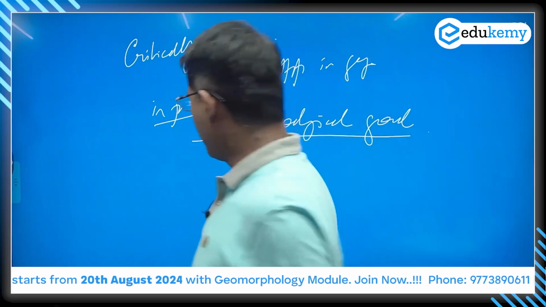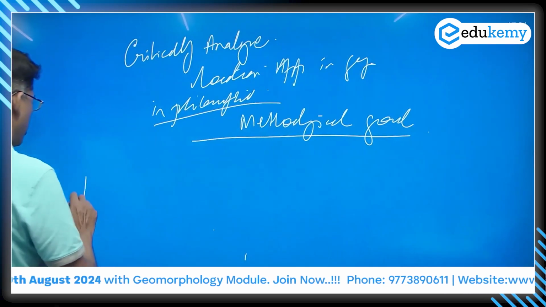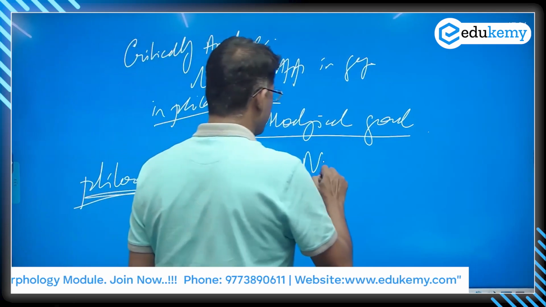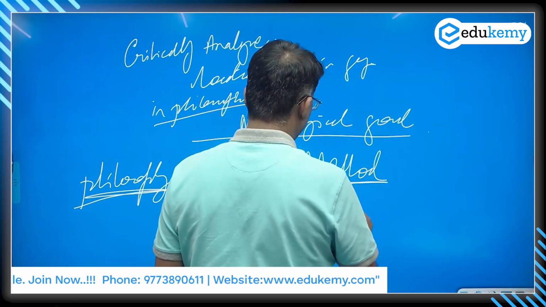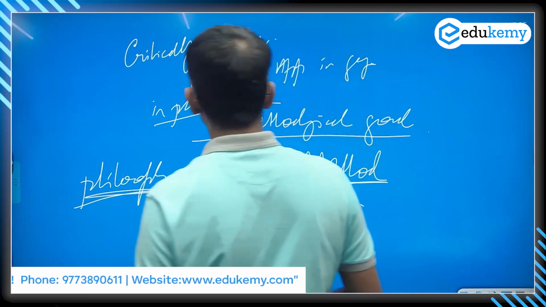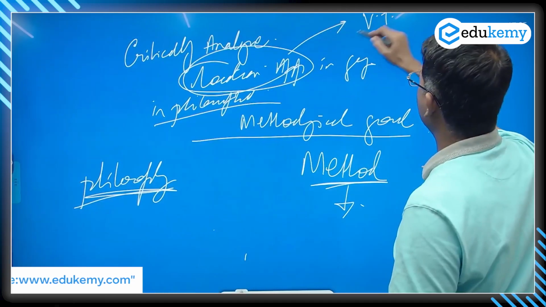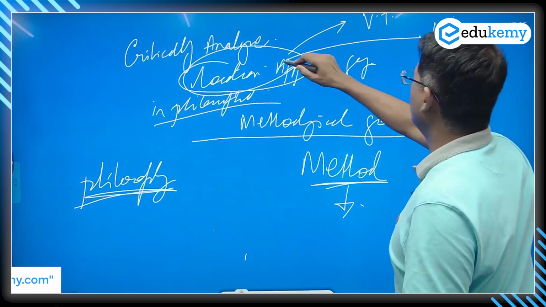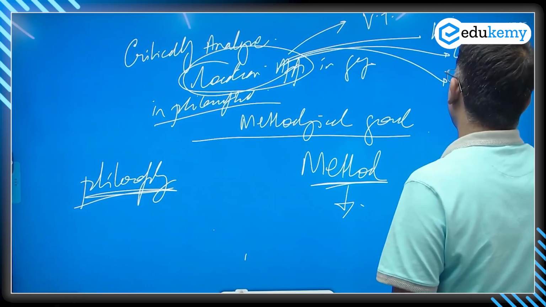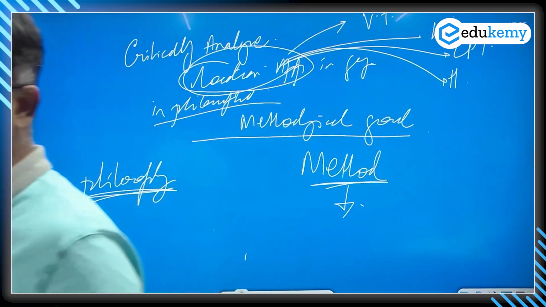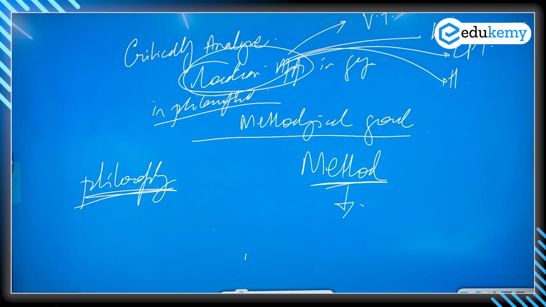When I say evaluate in terms of philosophy, what does it mean? And evaluate in terms of a method, what does it mean? When I say location approach, what am I referring to? I'm referring to von Thunen studies, Weber's model, central place theory, and also Hagerstrand's time-space geography. That is also a type of location theory. It talks about time also along with location. So when you say location approach, these are the 4 theories.